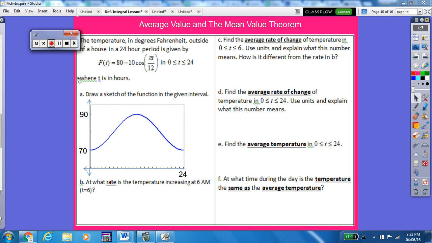So we're going to go ahead and start with average value and mean value theorem. And I'm going to, as always, start with a little bit of a review so that you get the background information in case you didn't quite understand in class.